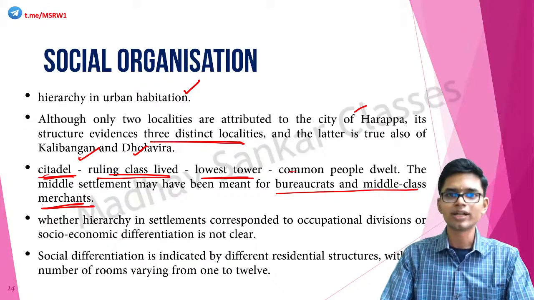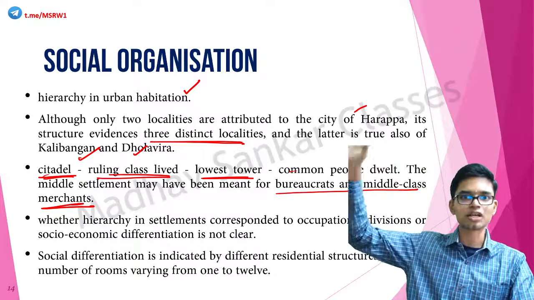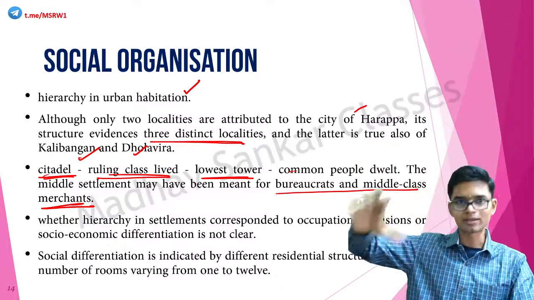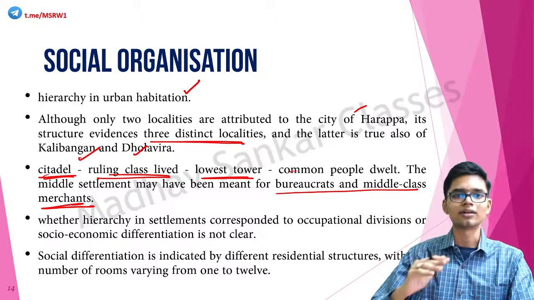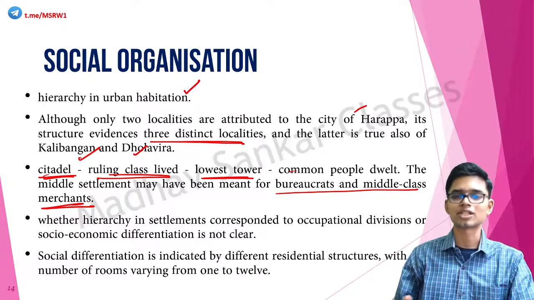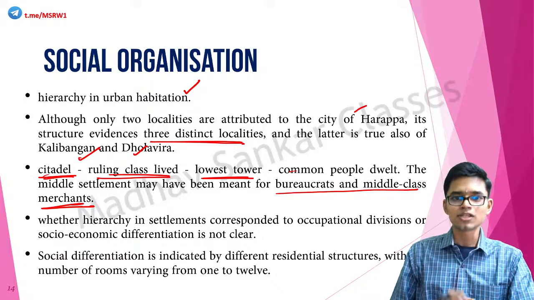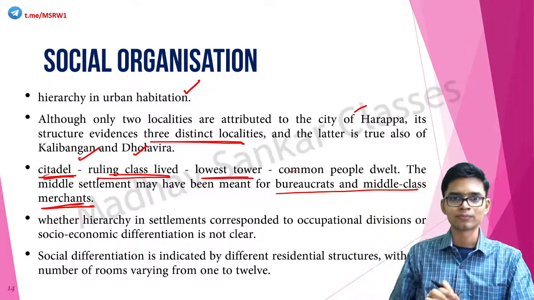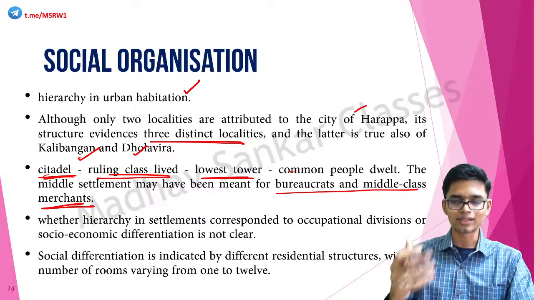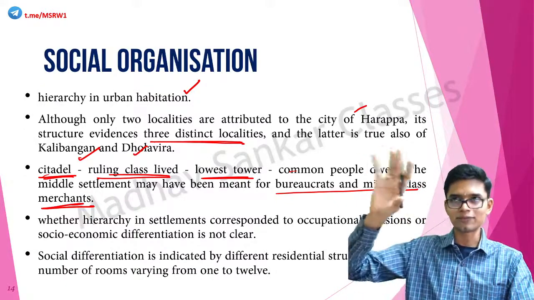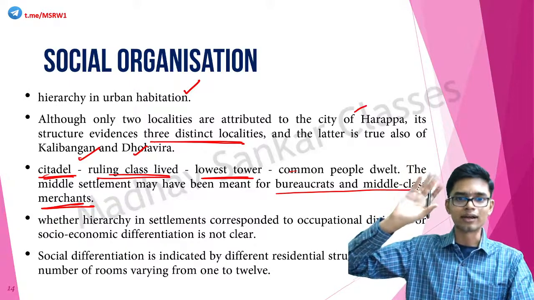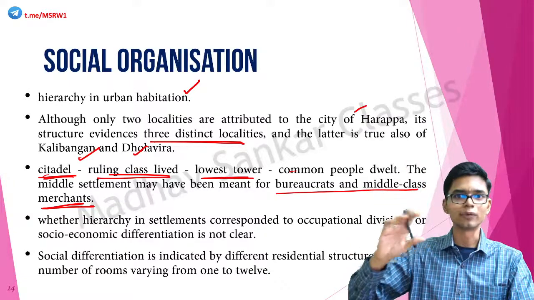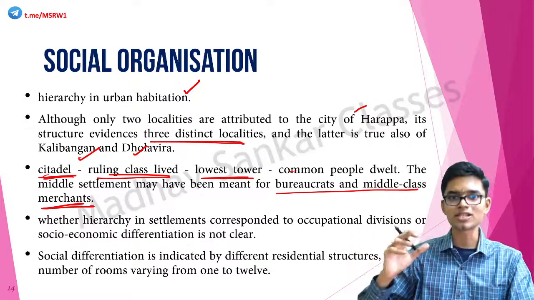Even in modern-day Indian society, we have three kinds of people. We have the very rich and powerful people, we have the middle class people, and we have the poor or poorer sections of society. Similarly, a three-pronged structure existed during that time also. This is how historians classified it: the citadel for the ruling class, the middle area for the bureaucrats and middle class merchants, and the lower town for the common people.